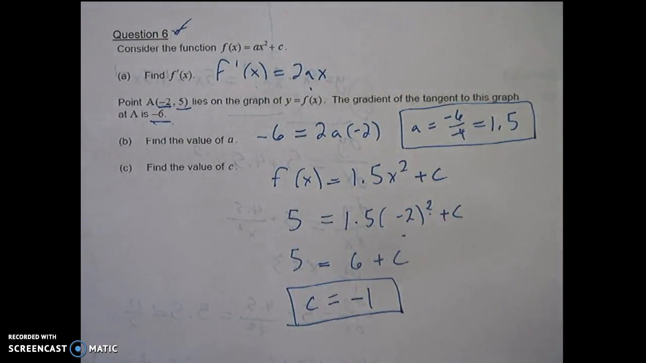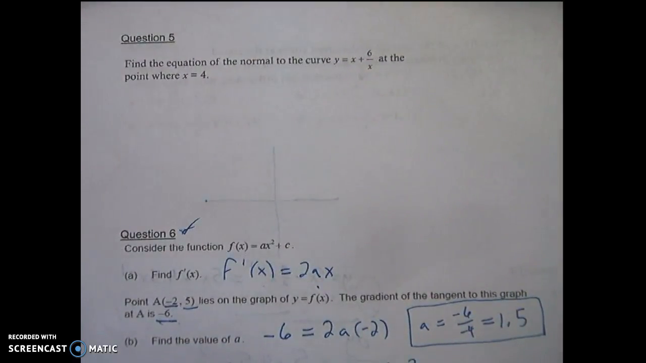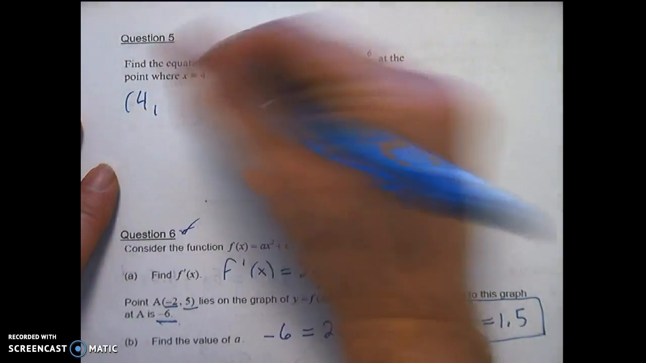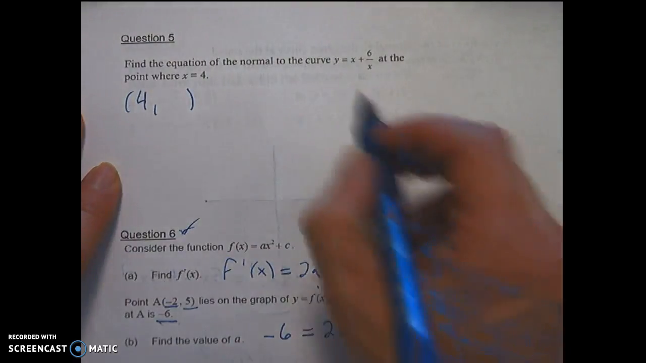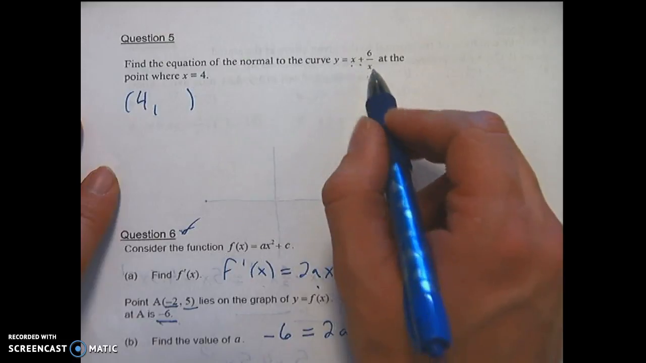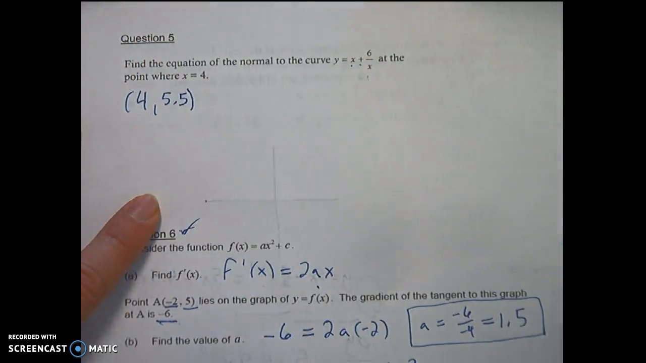Alright, I've got time, so I want to do this one right here, where I'm finding the equation of the normal to the curve of y equals x plus 6 over x at the point where x equals 4. Okay, well, I know that x is 4, but I don't know the y. So y is going to be 4 plus 6 over 4. 6 over 4 is 1.5, so 4 plus 1.5 is 5.5.